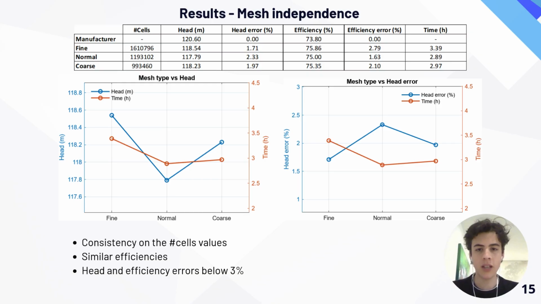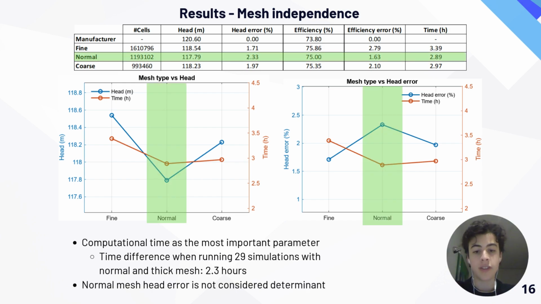Now the results. The mesh independence between the fine, normal, and coarse meshes showed consistency in the number of cells, as we can see in the table. Also, there are similar efficiencies, which means that this parameter is not important, and the head and efficiency errors were below 3%. This is why the time is the most important parameter in the decision of the mesh, and because of this, we decided to use the normal one.